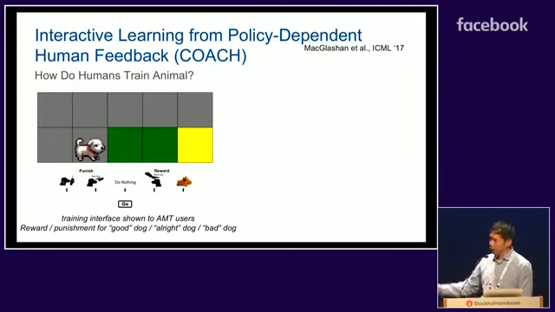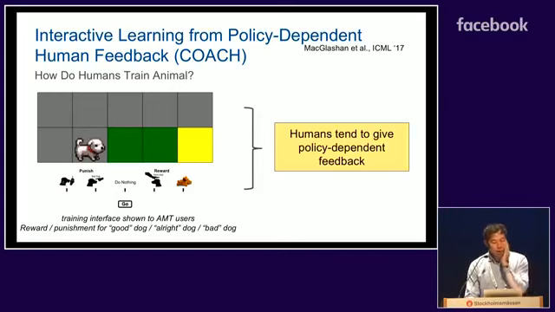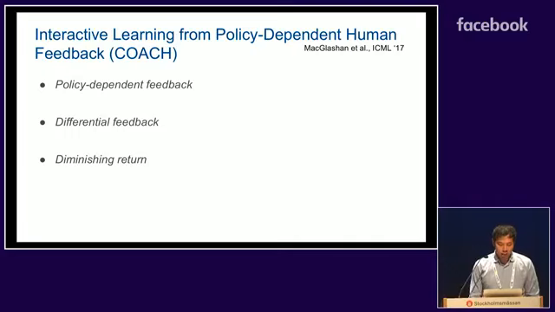And here's an example of the interface on Amazon Mechanical Turk, where the dog is supposed to go to the goal in yellow without crossing the lawn. And humans can give discrete rewards or punishment. And it turns out the empirical result is that human feedback tends to be policy dependent. In particular, what that means is that human feedback may be differential, meaning that positive feedback is more frequent when the dog is improving from bad dog to good dog instead of from okay to good.